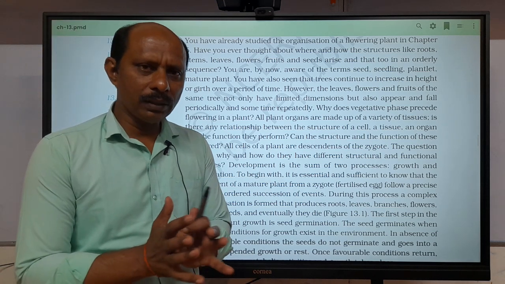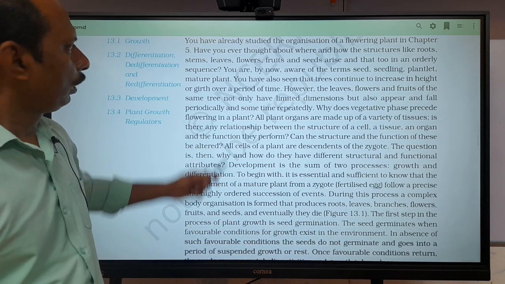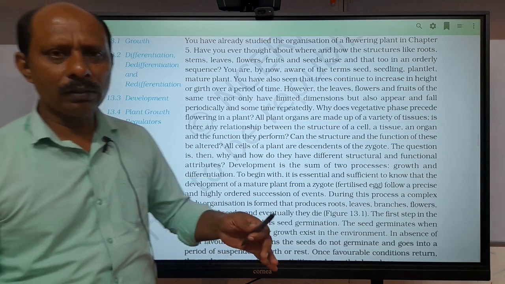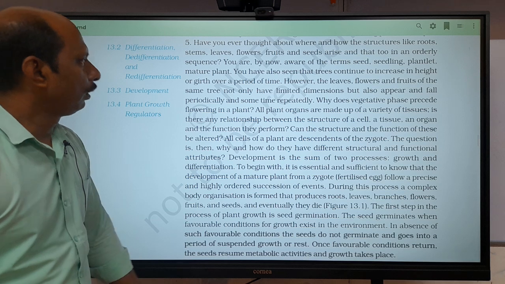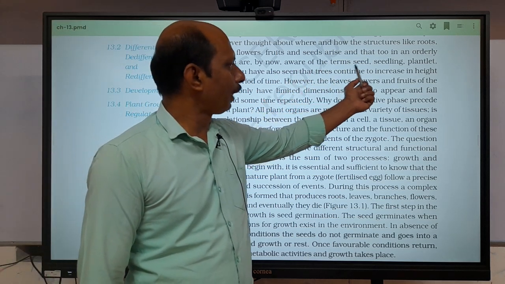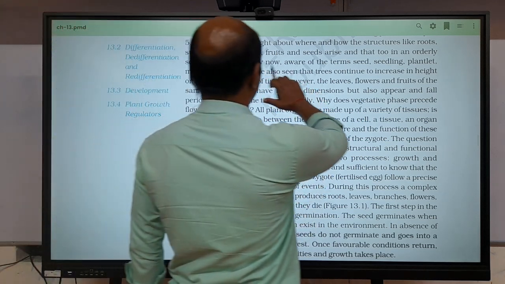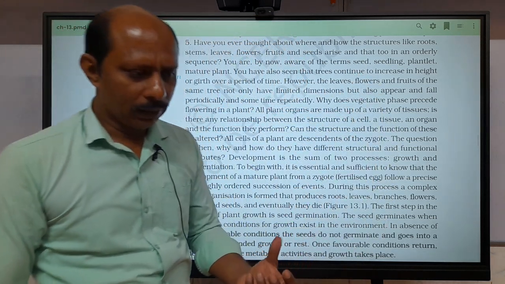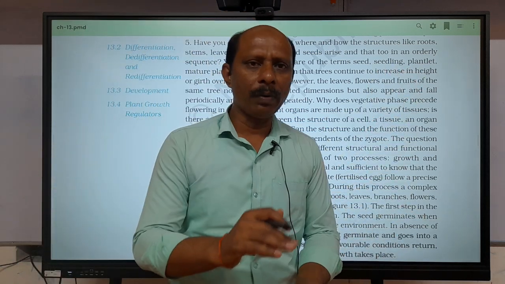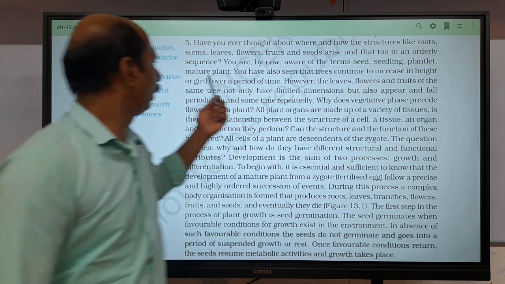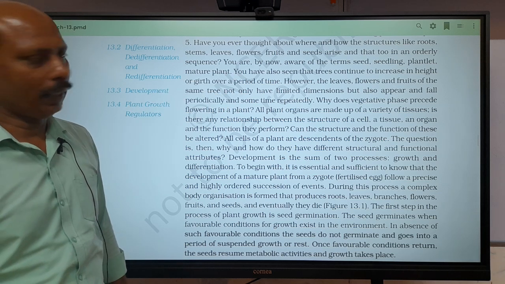Growth means generally we think about the increase in size, right? Increase in number, increase in length. They are the different modes of growth. Now what is given in NCERT? Aware of the terms like seed, seedling, plantlet and mature plant. Look at this statement. First it is a seed, then when it germinates it forms seedlings. After germination it forms a young plant which is called plantlet, and then it is converted into a mature plant. This is considered as growth and development, right?